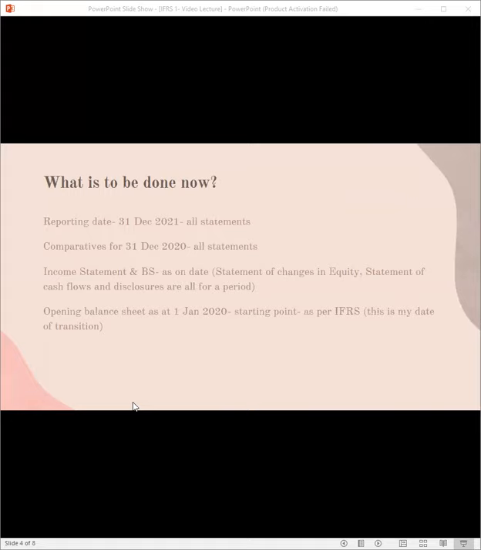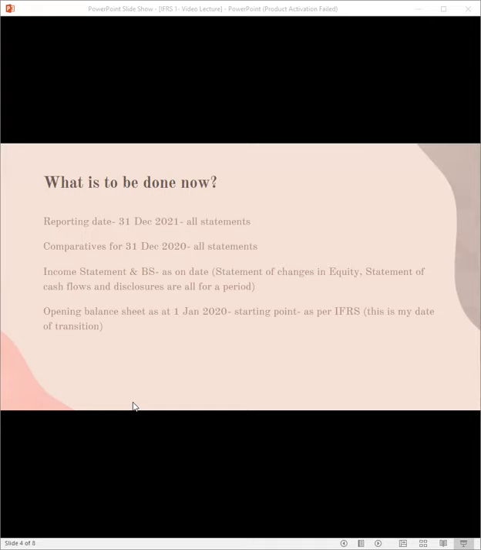However, your statement of changes in equity, your statement of cash flow, and disclosures are all for a period of 12 months because, like the name goes, changes in equity means the changes have been happening throughout the 12 months, right? So it's essential for us to record. Whereas your income statement and balance sheet is as on date, as on 31st, what is my balance? So that's not the case with your cash flow. Cash flow is an increase and decrease in the movement of your cash throughout the year.